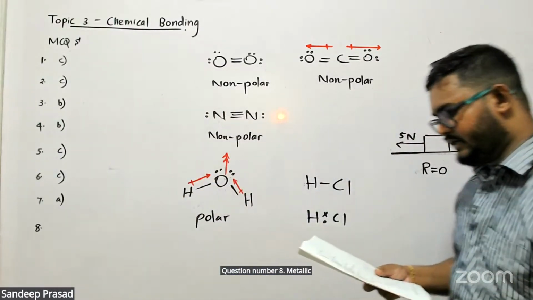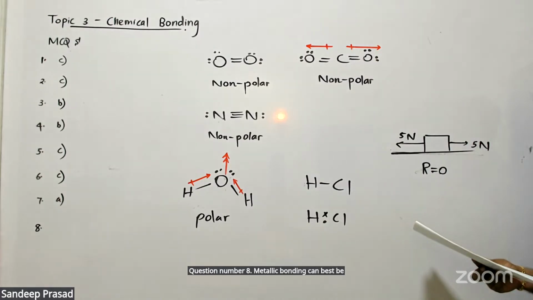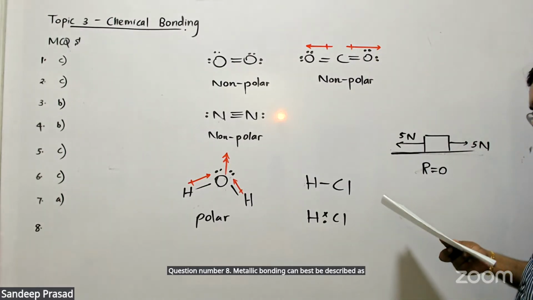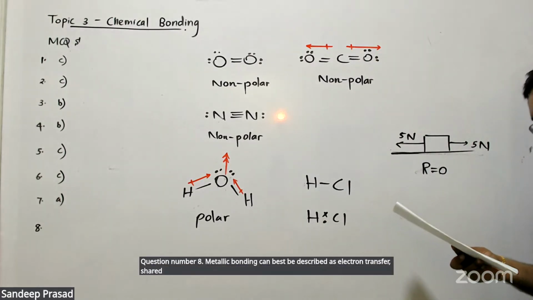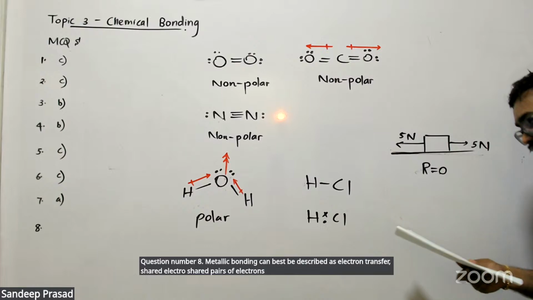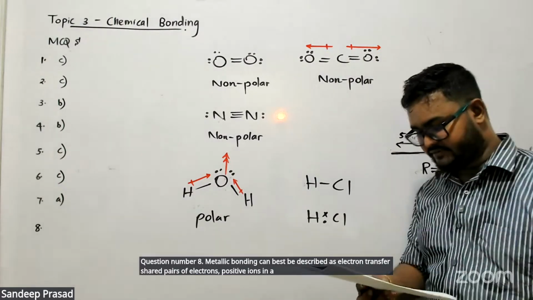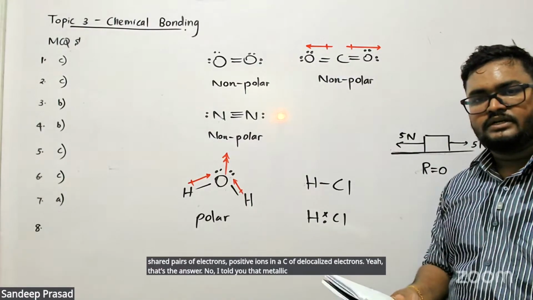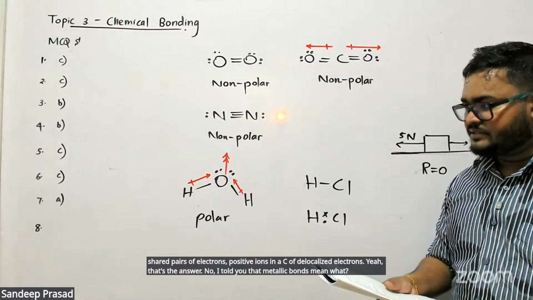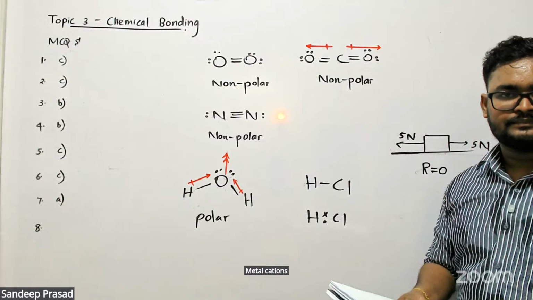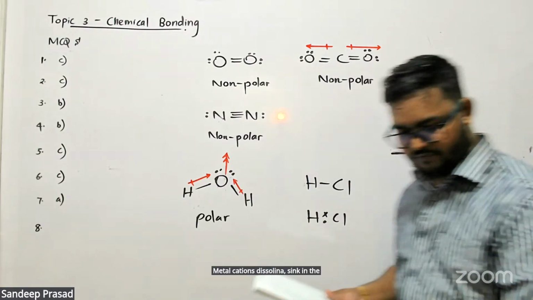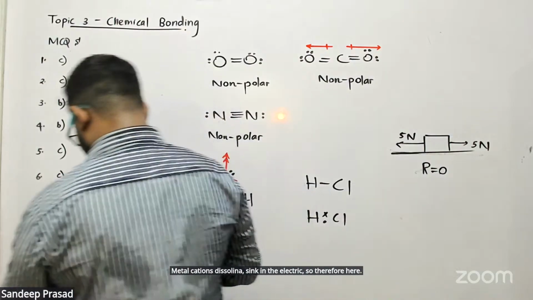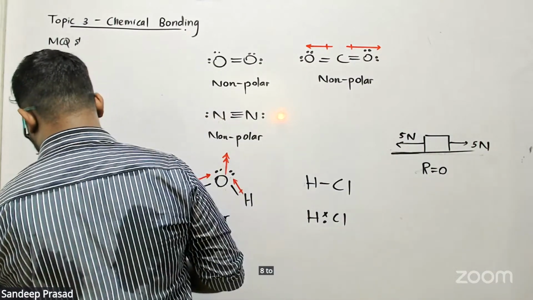Question number 8. Metallic bonding can best be described as electron transfer, shared pairs of electrons, or positive ions in a sea of delocalized electrons. I told you that metallic bonds mean metal cations sunk in an electron sea. So the answer for the eighth one is C.